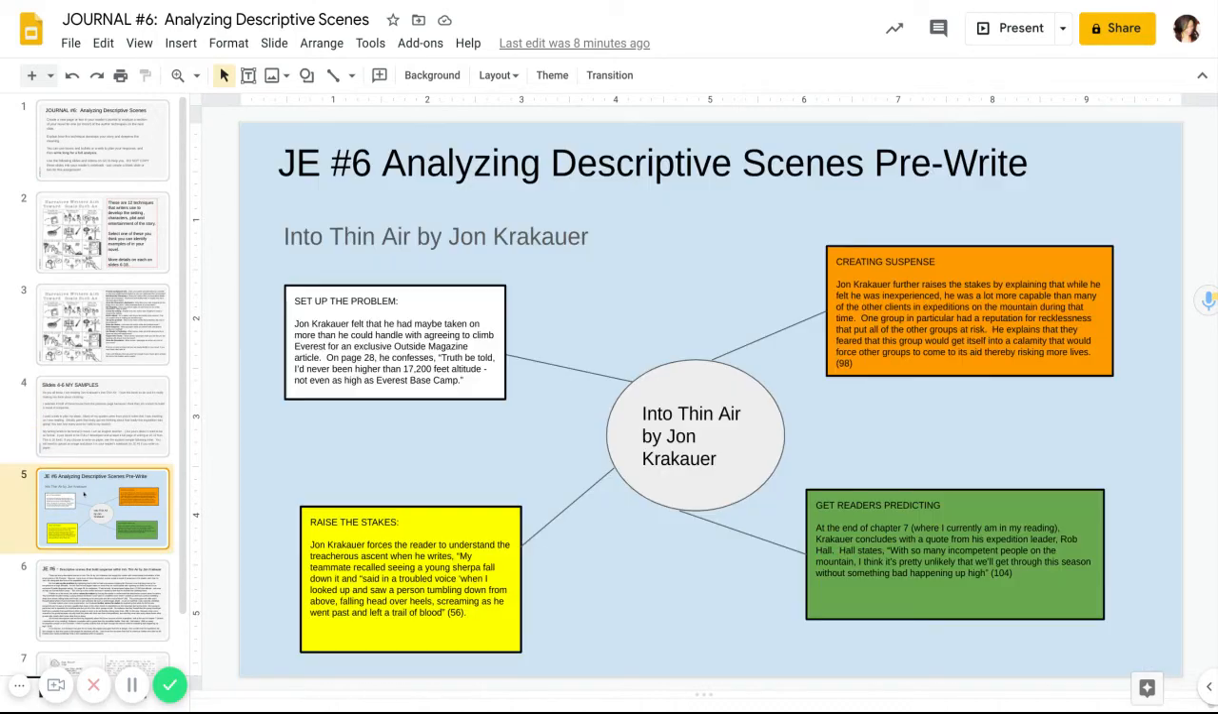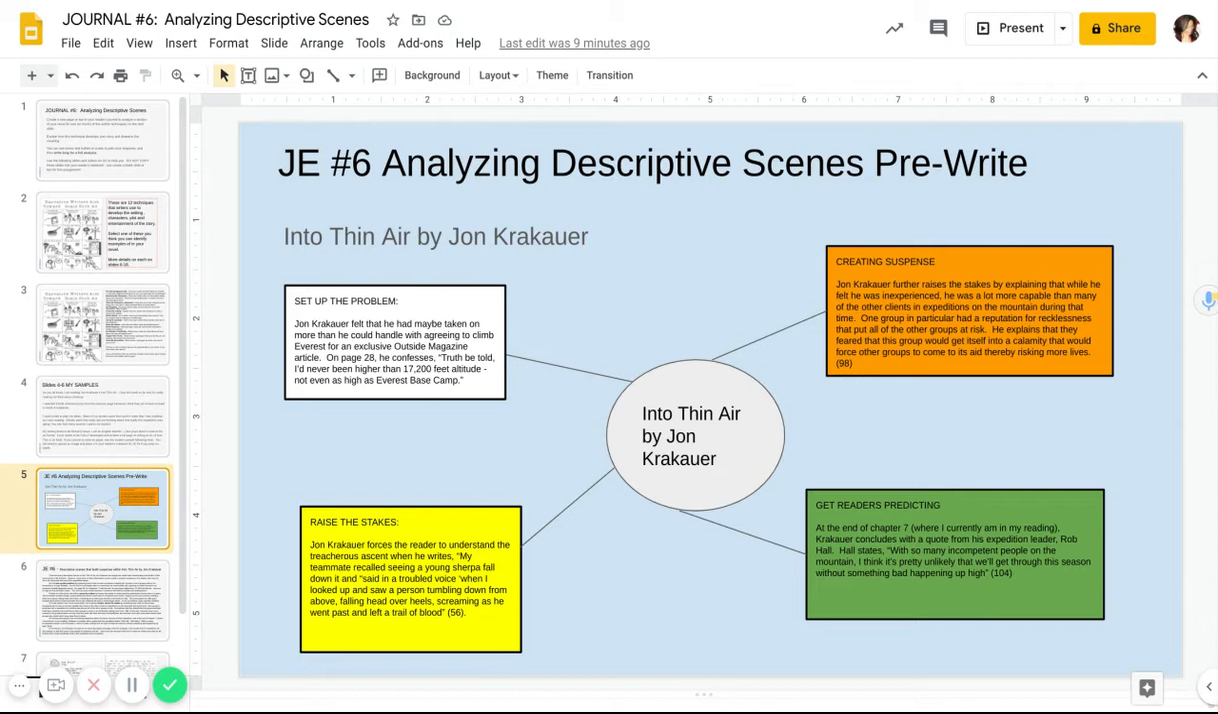All right, so let's look at my samples. The first sample is my web. So you can see that this is actually me planning out my response. And these are the 4 I picked: setting up the problem, raise the stakes, create suspense, and get the readers predicting. I felt like they all kind of work together to create a mood of suspense. And I used descriptive scenes from my novel to develop this.